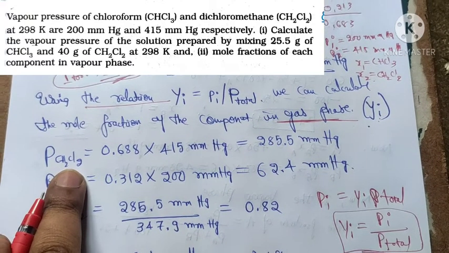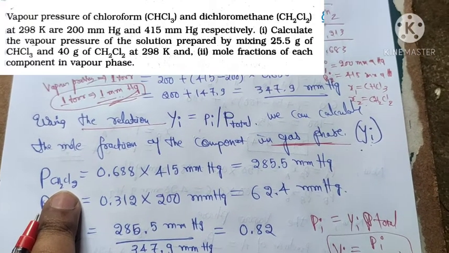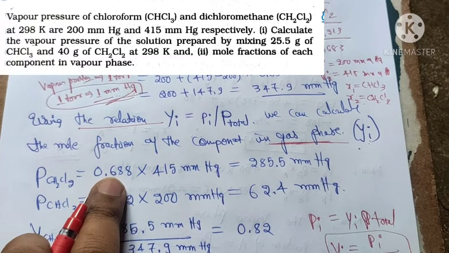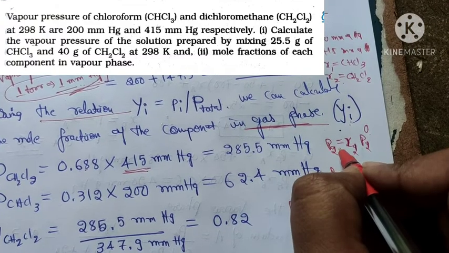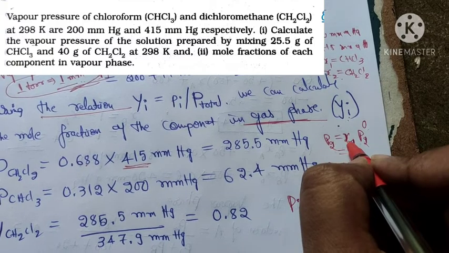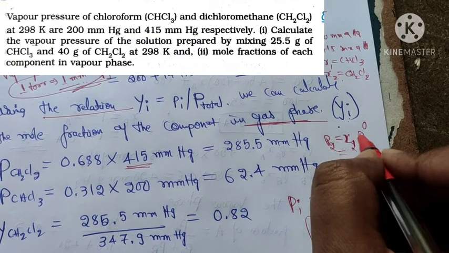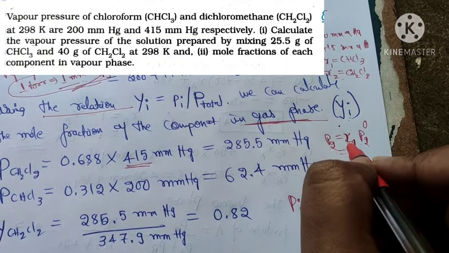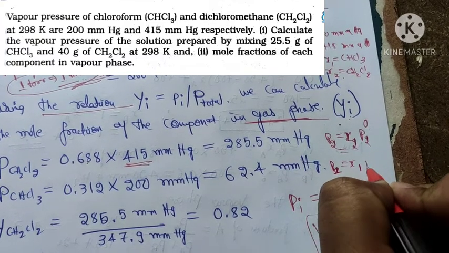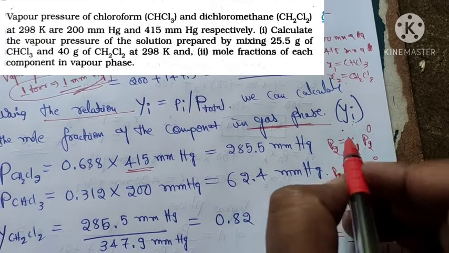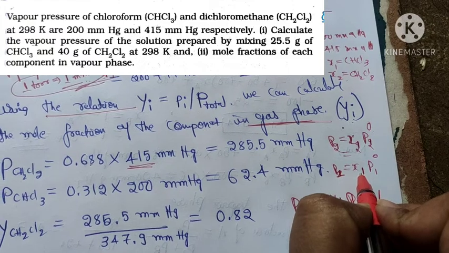So first we consider P of CH2Cl2. Already we have the values. This is P2 equal to x2 into P2 naught, under Raoult's law. And this is P1 equal to x1 into P1 naught. Okay, so here x1 is considered what?